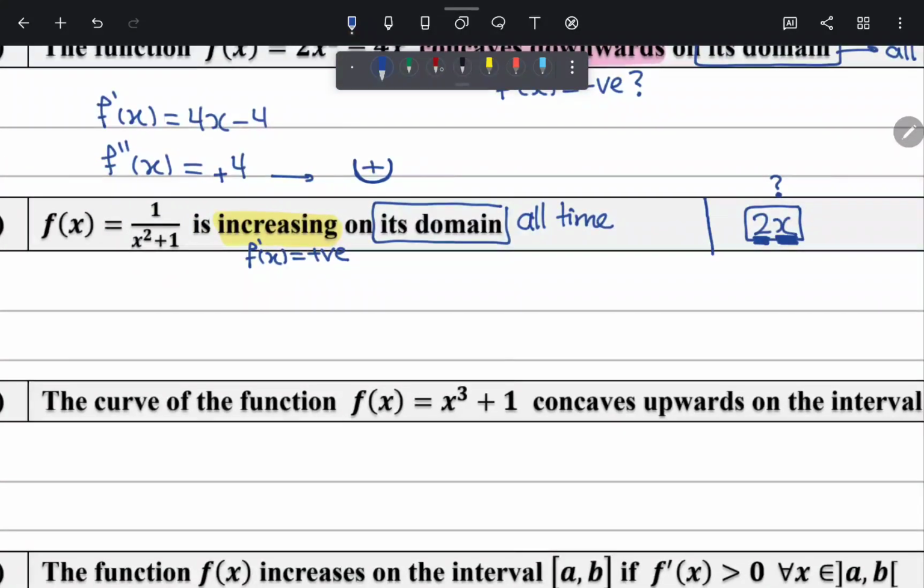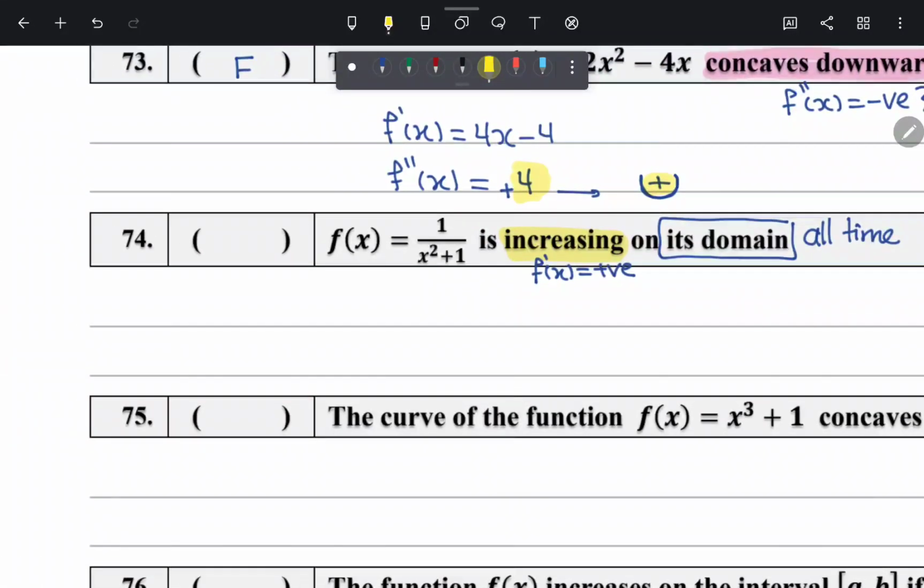Here in this question, did we have x? No. We had only 4, so we could tell. We said directly that the sign is positive. But if we had x, we couldn't tell if the sign is positive or negative. So let's see what to do.